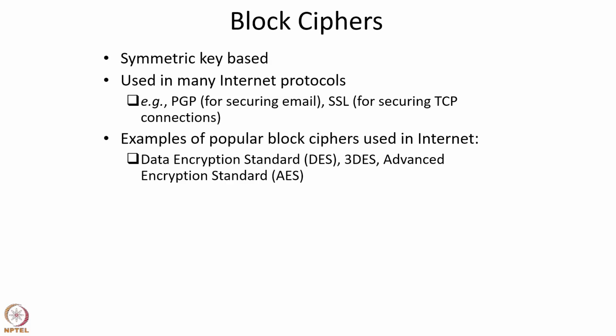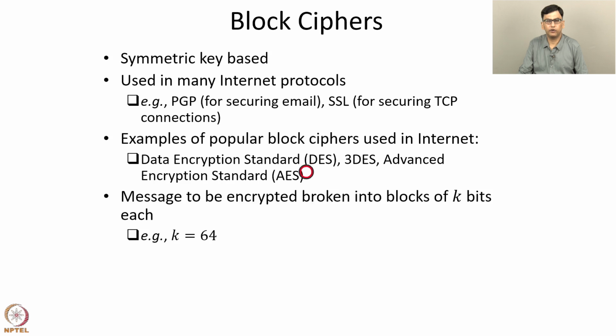Block ciphers are symmetric key based. They are also used in many internet protocols currently. For example, PGP is a protocol for securing email, and SSL is a protocol for securing TCP connections. PGP as well as SSL use block ciphers. Examples of popular block ciphers used in the internet are as follows. One is data encryption standard or DES, then 3DES, advanced encryption standard or AES. These are popular block ciphers used in the internet.